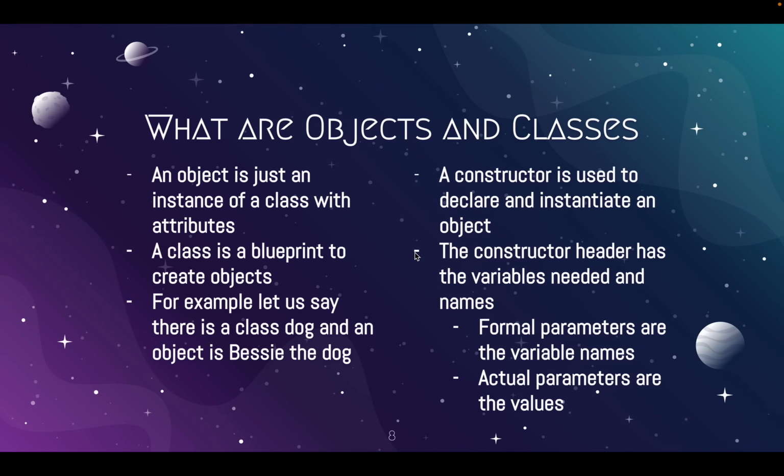So what even are objects and classes? An object is just an instance of a class with attributes. A class, think of it as like a blueprint. Let's say you have a house as a class. It's a blueprint to create a specific object, a house.